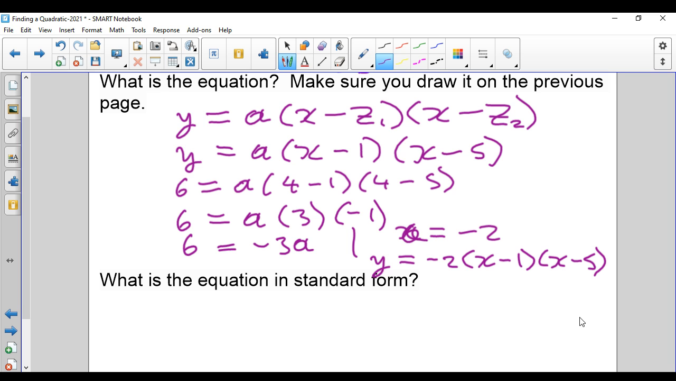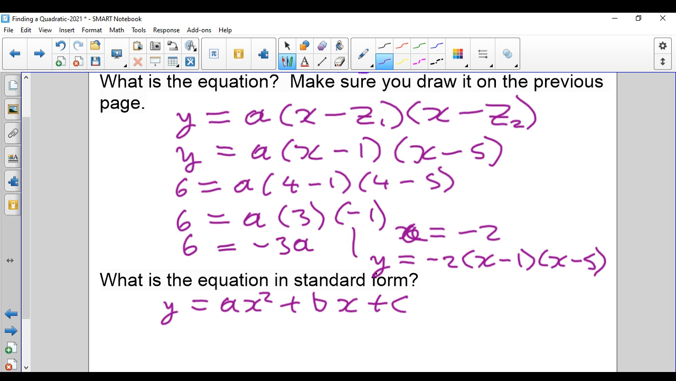They ask us to put this in standard form. Well, remember, standard form looks like this. y equals ax squared plus bx plus c. If we had to use the quadratic formula, we'd have to have it in standard form. So here's what standard form looks like, if you remember. The a, the b, and the c are what you'd find in your quadratic formula. We did that yesterday. So how can I make this equation, which is in factored form, look like this equation, which is in standard form?